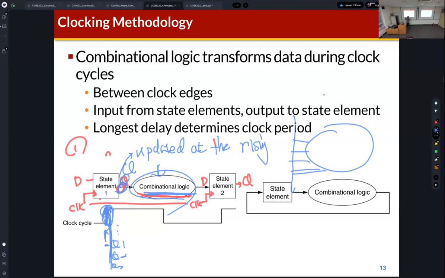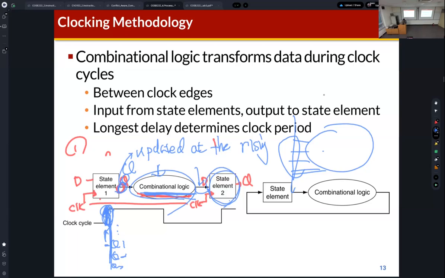So which means that all input values for this combinational logic are stabilized just right after the rising edge of the clock, right? Then we can observe the output of the combinational logic is connected to the input of this D flip-flop, right?